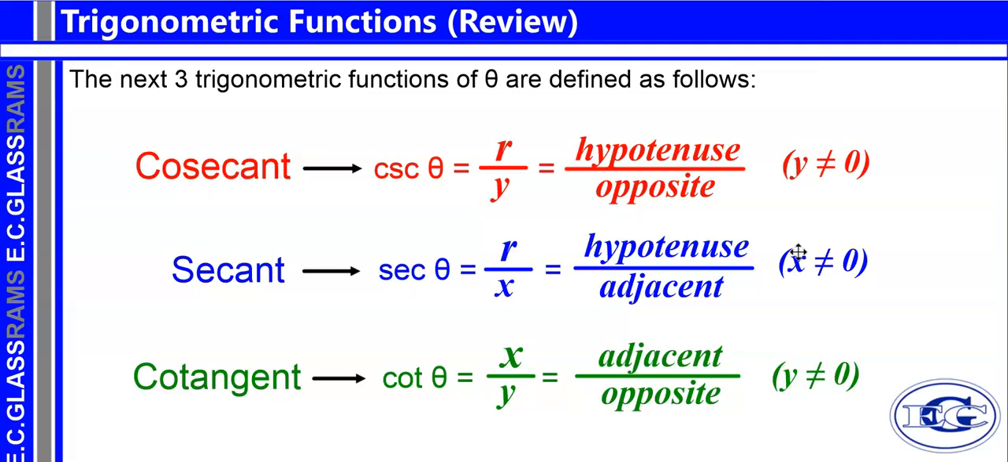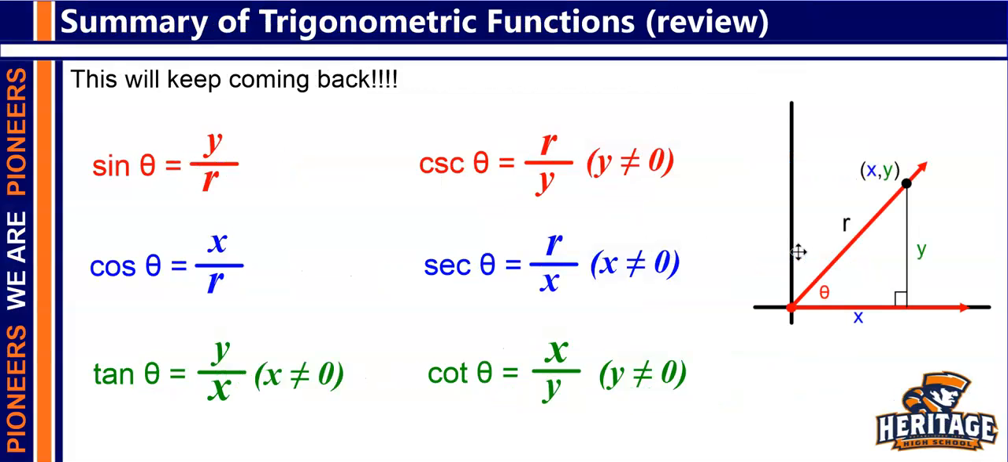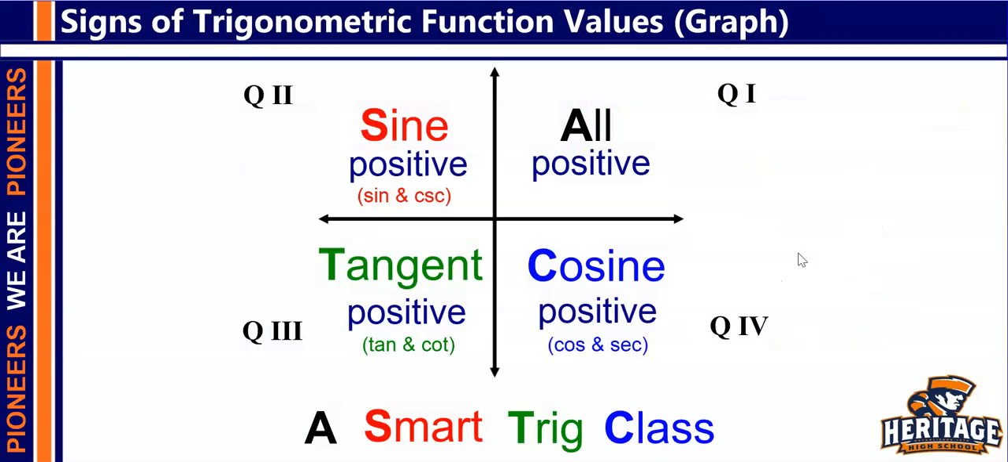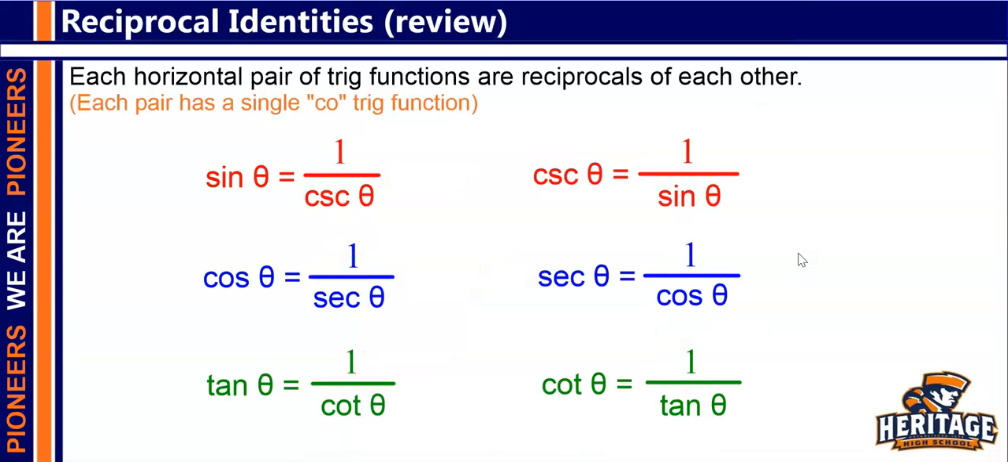Same thing with cosecant, secant, and cotangent. Just remember that these are just reciprocals of the original three, and we'll get back into that later. So here's everything put together. Again, when we're on an x, y coordinate plane, that's when you can use the x, y, r variables. Don't forget about the signs of the trig functions. Depending on which quadrant you're in, you'll be able to tell which trig functions are positive or negative.